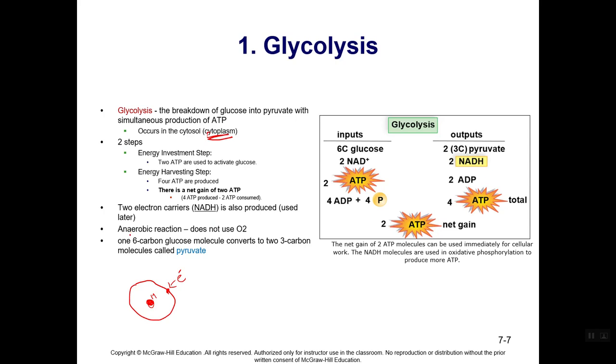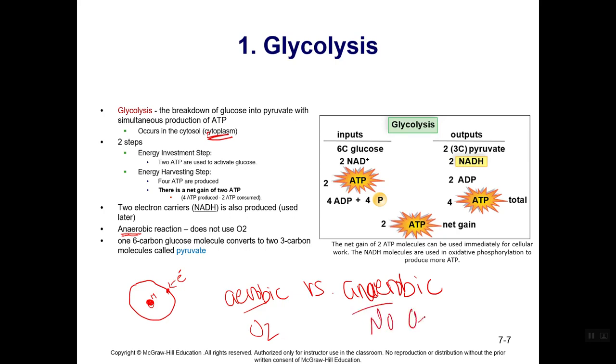Now, this process of glycolysis is anaerobic. That means it doesn't need oxygen. Overall, cellular respiration is typically going to be completed in an aerobic environment, though. You need to know the difference. Aerobic versus anaerobic. All right, aerobic means has oxygen. Anaerobic means no oxygen. So glycolysis doesn't need to have oxygen present in order for it to occur.